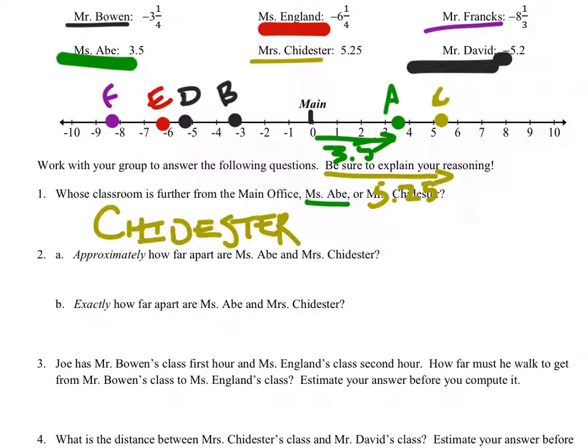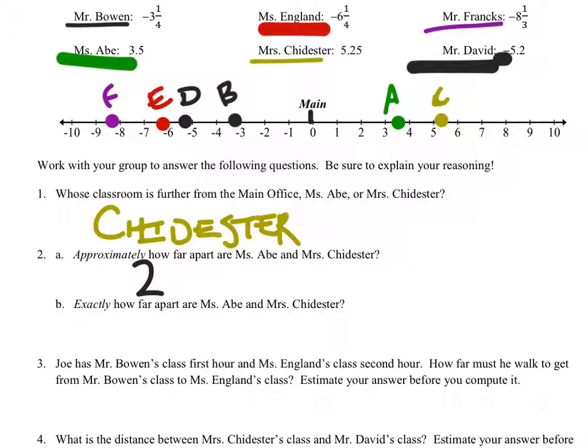Bam, there we go. Next question. Approximately how far apart are Miss Abe and Miss Chitster? They're about 2 apart. That's just a nice estimation. We know that because if you look at A, and you went 1 unit, that'd be 4.5, and then another unit, 5.5. That's about how far apart they are. Now we want to know exactly how far apart they are.